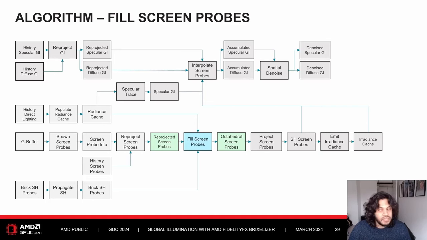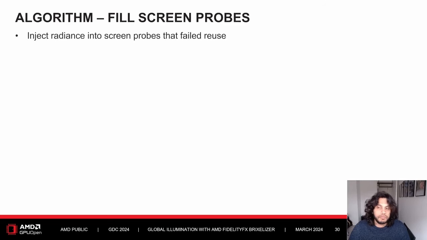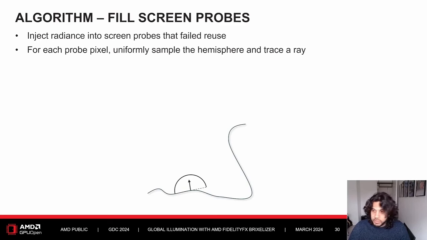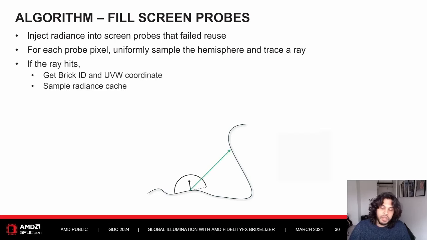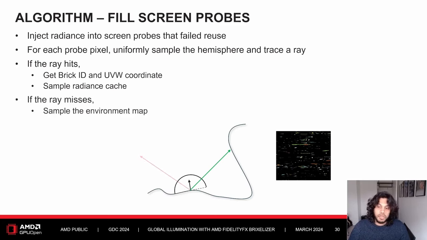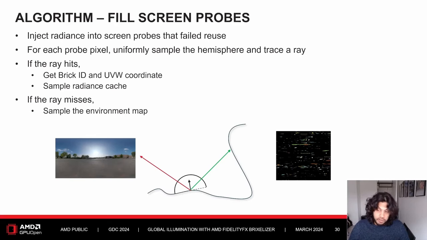Moving along the pipeline, it's now time to trace some rays from our screen probes and add some new radiance data. If a newly spawned probe fails to reuse a probe from the last frame, we inject new radiance into it. For each probe pixel, we uniformly sample the hemisphere and trace a ray using Brixelizer. If the ray hits, we use the brick ID and UVW coordinate to sample the radiance cache. And if the ray misses, we just sample the environment map.